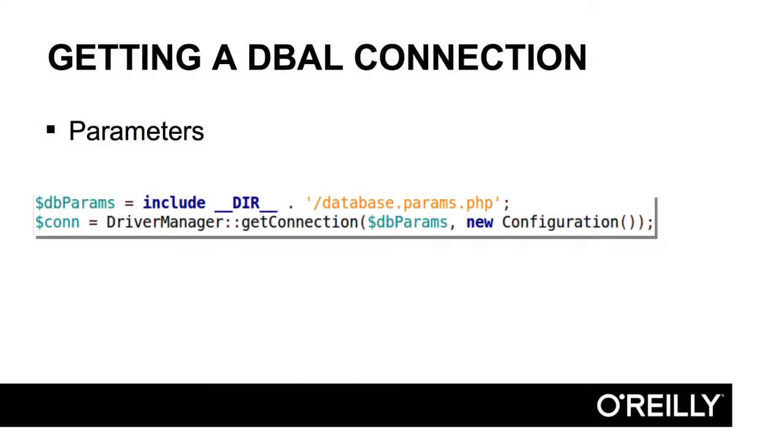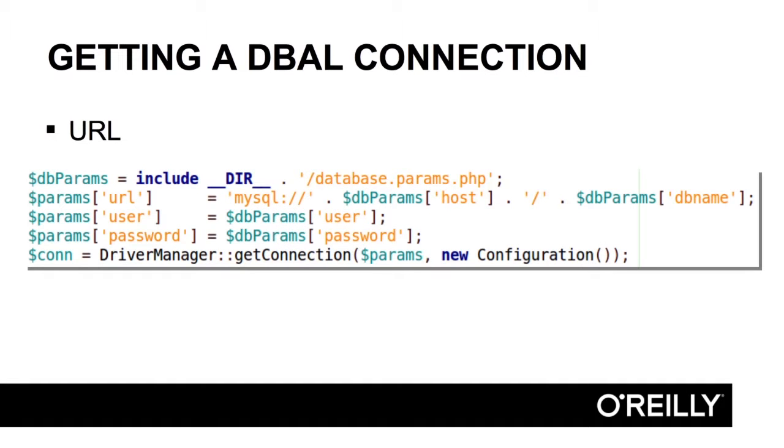There are 3 different ways of getting a DBAL connection. They all involve the driver manager class. One technique is to use predefined parameters. You would make a static call to get connection from the driver manager instance and specify the parameters with a blank configuration object. Alternatively, you could specify what's referred to as a URL.